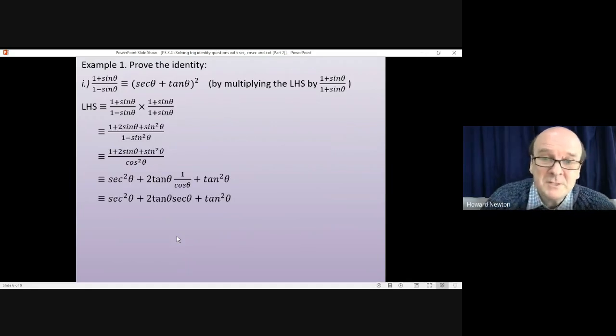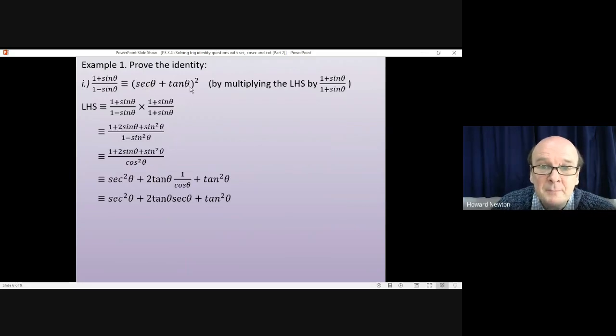Now, all the time we've been doing this, we should have been keeping an eye on the right-hand side of the original identity. We started with the left-hand side, but what we're trying to do is to change it so that it looks exactly the same as the right-hand side. So the right-hand side is our goal. That's what we're trying to get to.